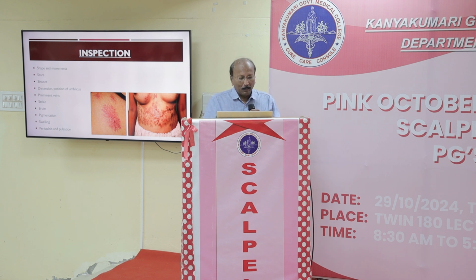Then striae, then bruit, like Cullen sign, Grey Turner sign. There are 2 signs, right? Then peristalsis. So what is peristalsis? The movement of the bowel. You have got gastric peristalsis as well as intestinal peristalsis. Gastric peristalsis will start from the left to right. The waves will be high waves or medium waves or low waves. Waves will be prominent and it will be from above the umbilicus, left to right. Intestinal peristalsis is the opposite, below the umbilicus, right to left, right. So these are all the signs.